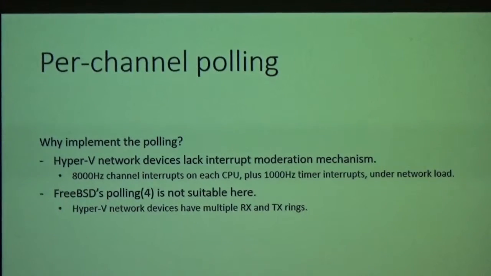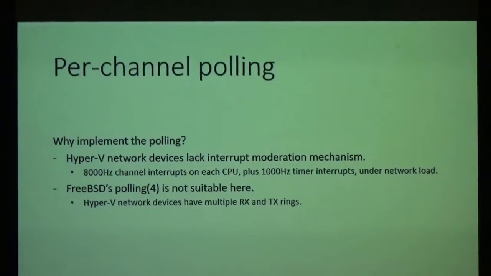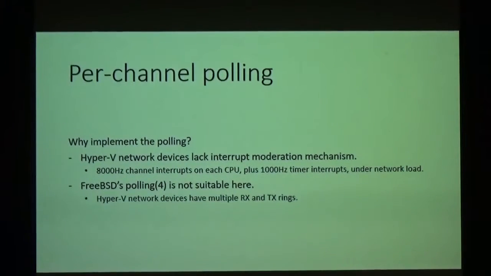But why do we need polling here? First of all, Hyper-V's network device lacks a proper interrupt moderation mechanism like most modern NICs support, where you can throttle the whole interrupt rate. Under a very high packet rate, we have observed 8,000 interrupts per second on each CPU, and 1,000 ticks of timer interrupts on each CPU under a really heavy network load.